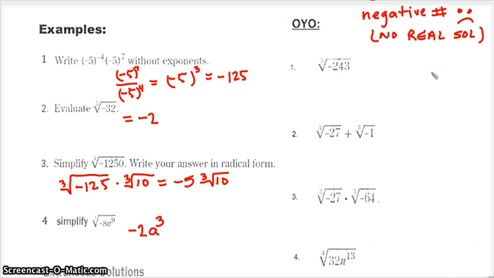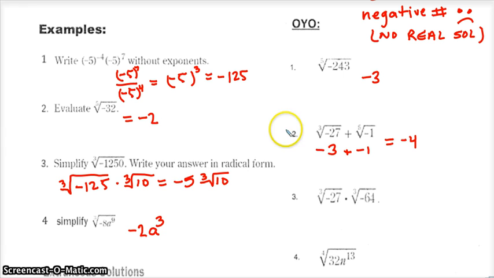Alright, for question number 1, the 5th root of -243 is -3. For question number 2, I can find the 3rd root of -27 as -3, and I'll add that to the 5th root of -1, which is -1. Together I get -4.